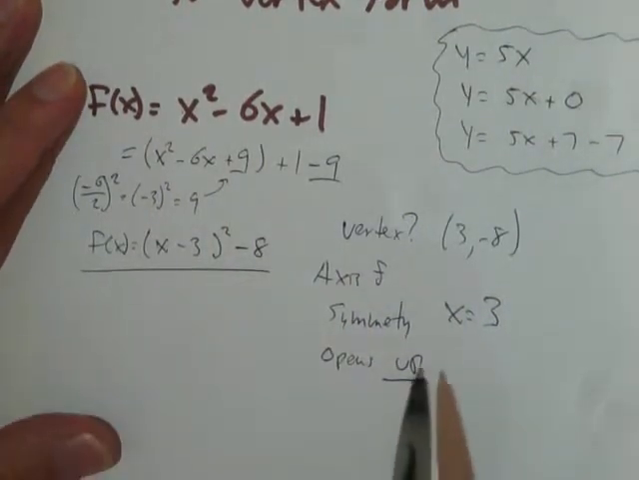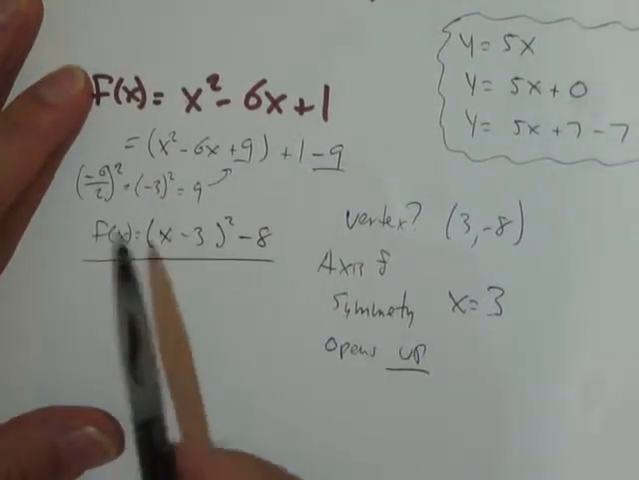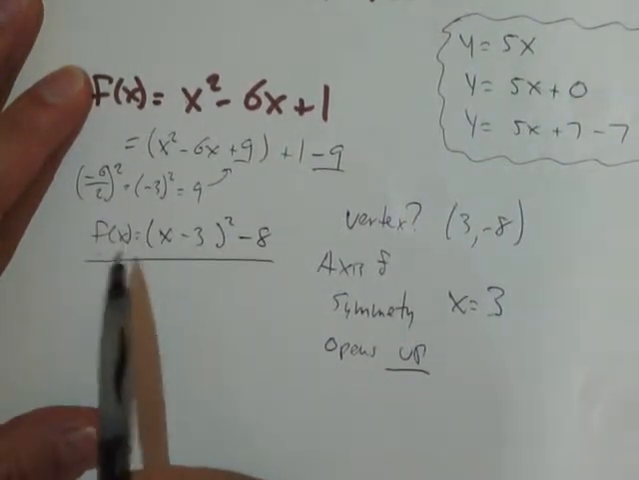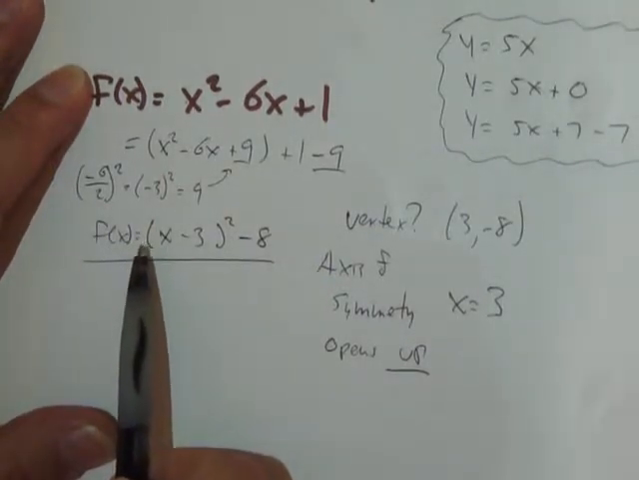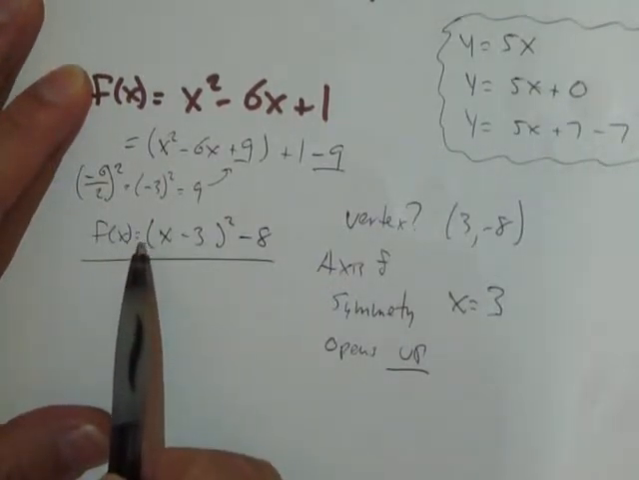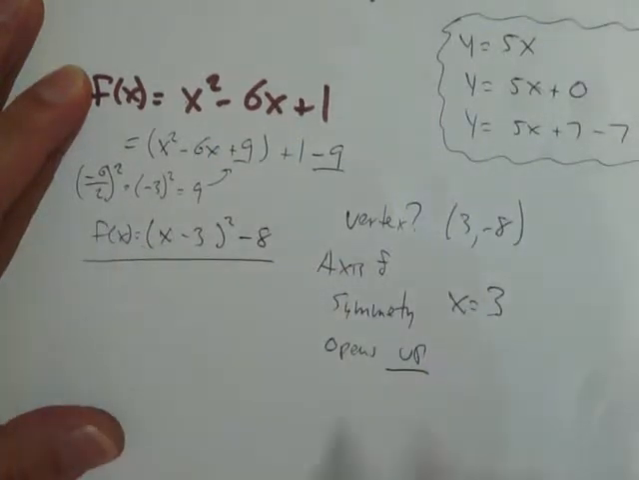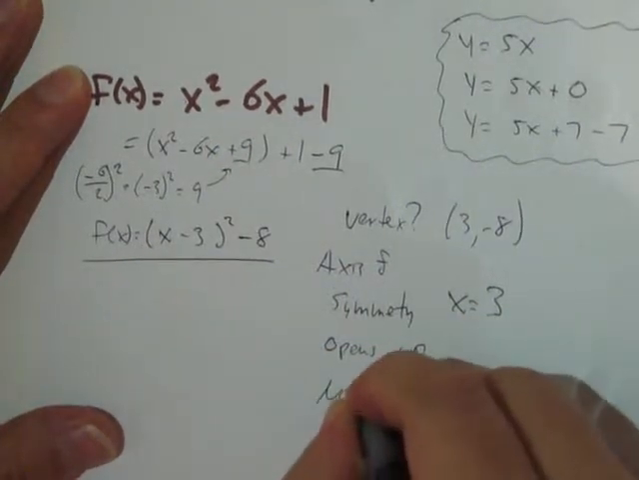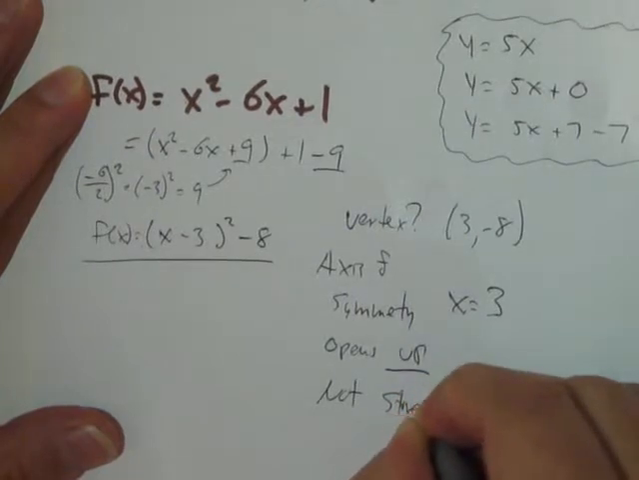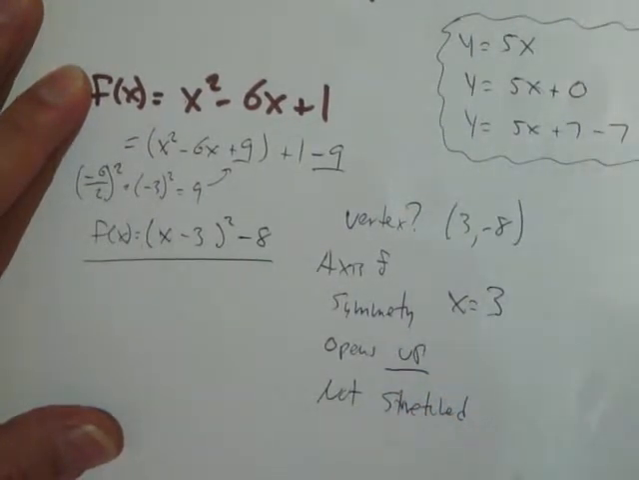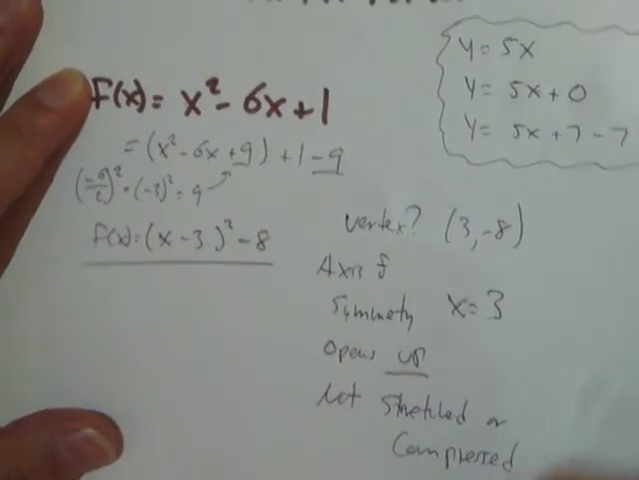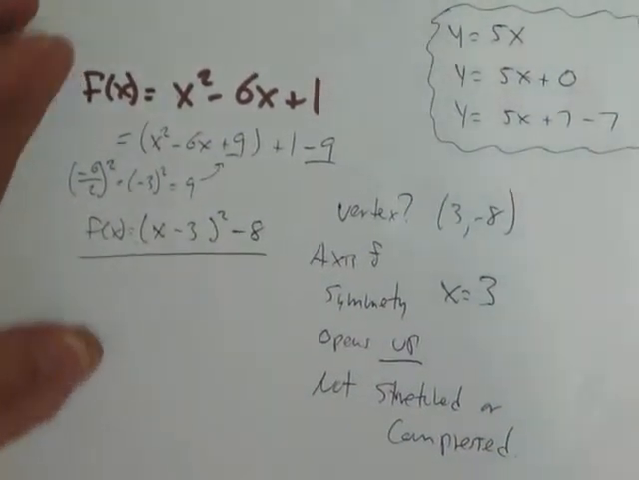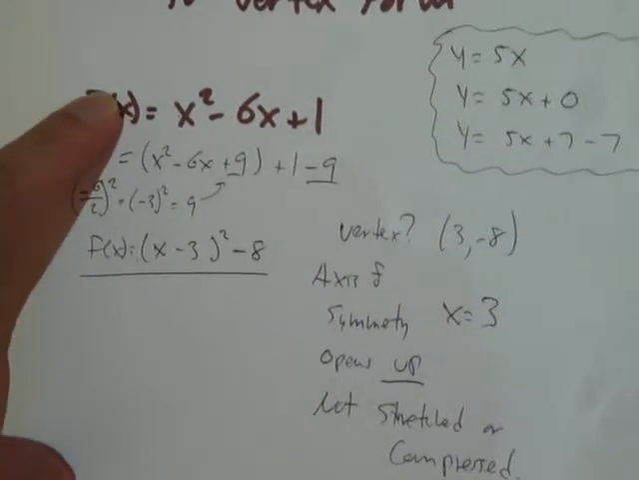And then also, we know, is it stretched or compressed? And it looks like it's not stretched or compressed. If there was a number out front here, remember if there was like a 2 out here, then it would be stretched to be skinnier. If there was like a half or a fraction out here, it would be compressed. So we'll just say it's not stretched or compressed. There we go. So that's how we can change it from here to here.